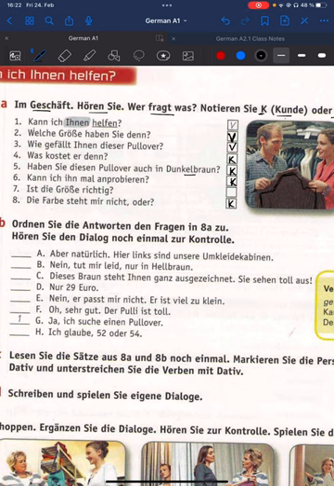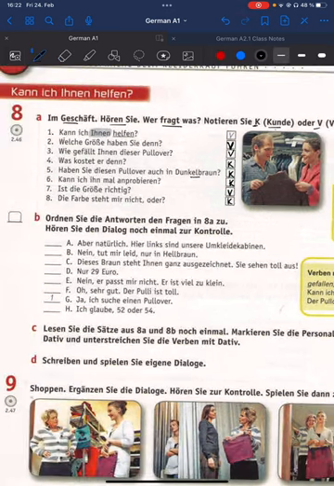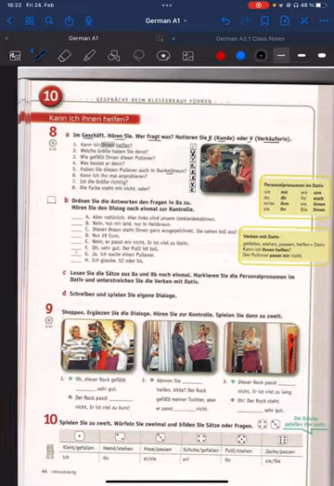Und wie gefällt Ihnen dieser Pullover? Ist die Größe richtig? Nein, er passt mir nicht. Er ist viel zu klein. Und die Farbe steht mir nicht, oder? Dieses Braun steht Ihnen ganz ausgezeichnet. Sie sehen toll aus. Moment, ich bringe Ihnen eine andere Größe.